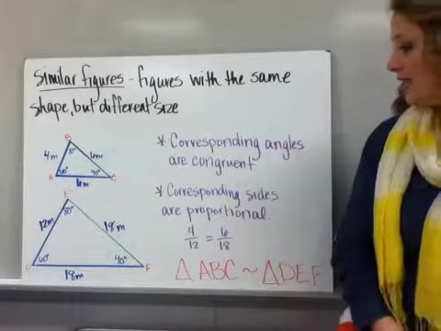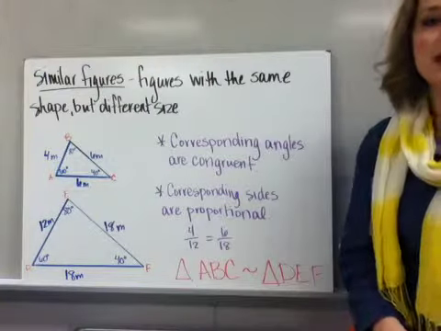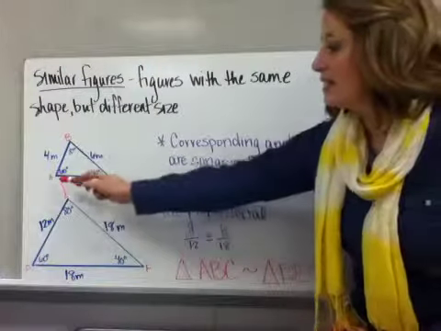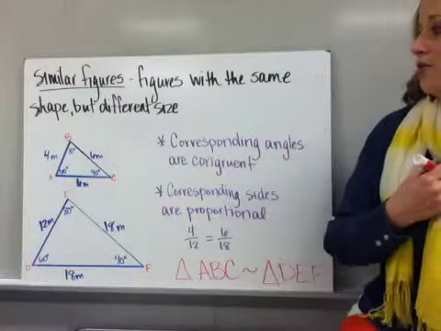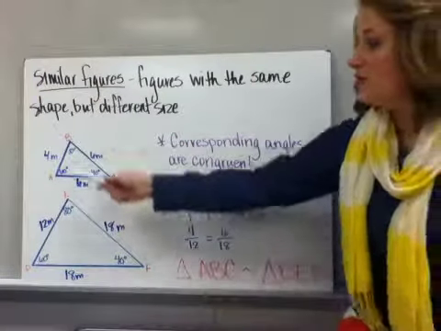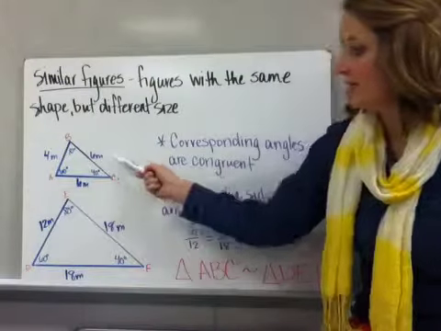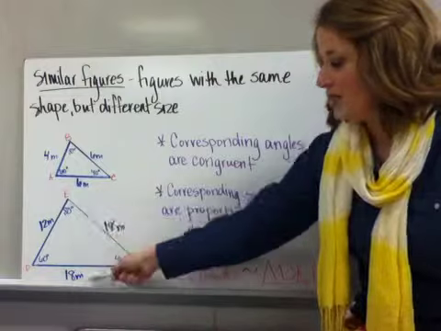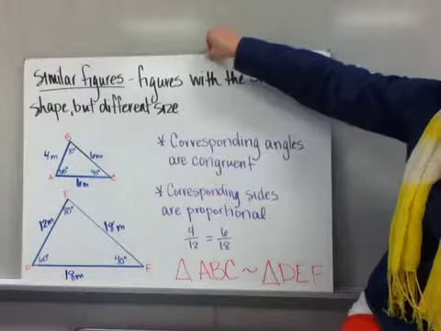Another key characteristic is their sides are proportional, like what I was talking about with the wallet size picture and the 8 by 10 picture. If you look at their side lengths, the corresponding sides 4 and 12. These triangles are scaled by a factor of 3. Each dimension has been multiplied by 3. 3 times 4 is 12, 6 times 3 is 18, and 6 times 3 is 18. So those two triangles are similar.